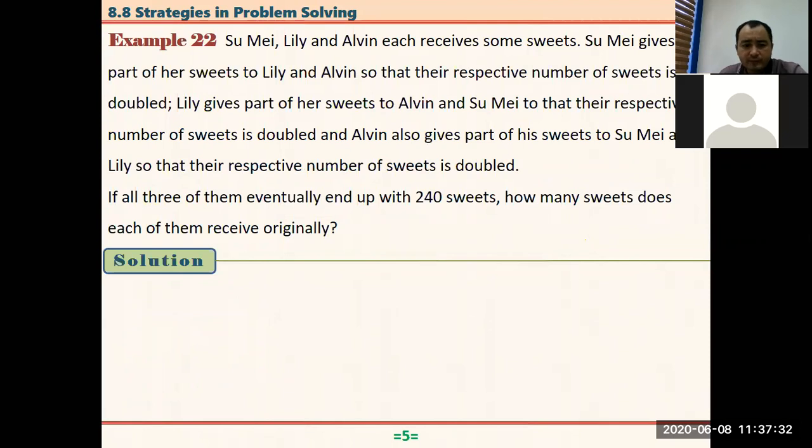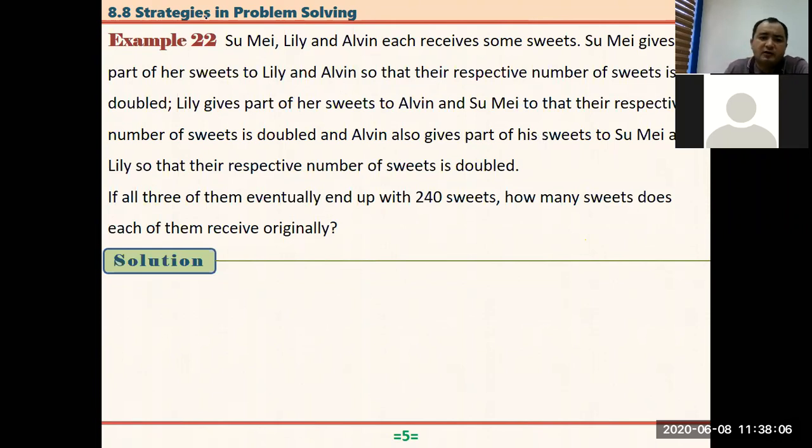All right. So in this question, it says that Sue, May, Lily, and Alvin each received some sweets. It's a long question, but you will see that when we just solve this using tables, it is a very easy question. So Sue, May, Lily, and Alvin. These are maybe the names in Singapore. That's how people use these names. Anyway, 3 friends each received some sweets.